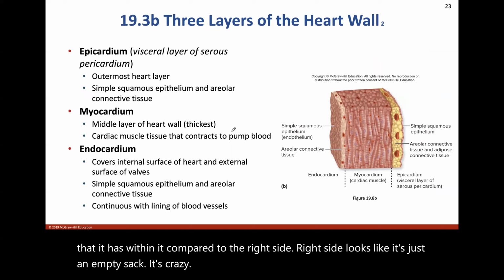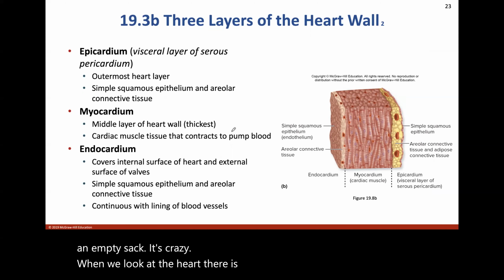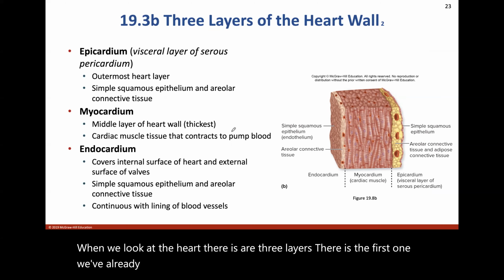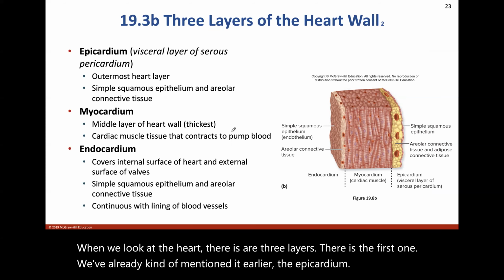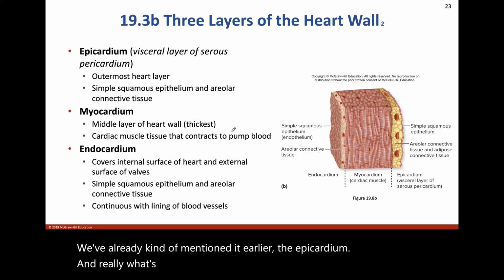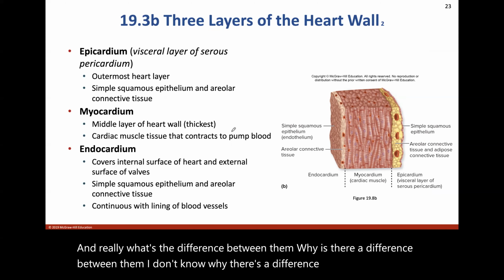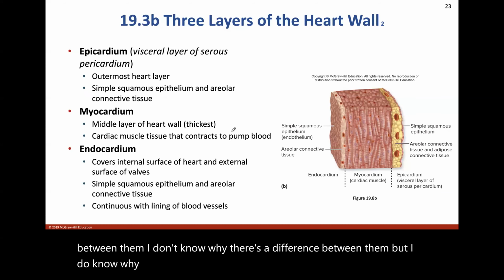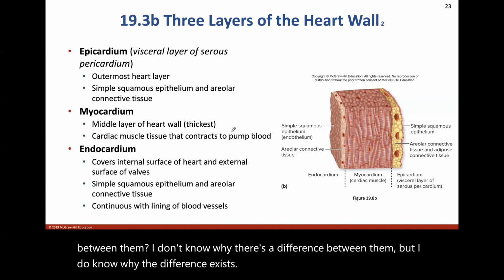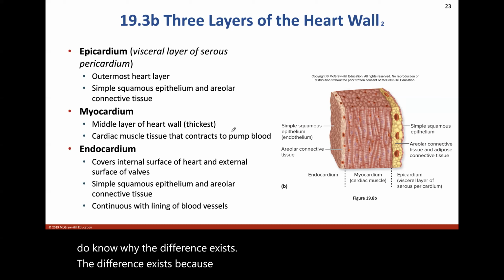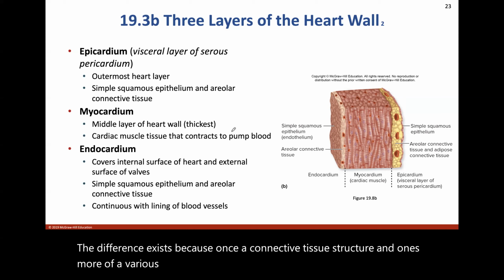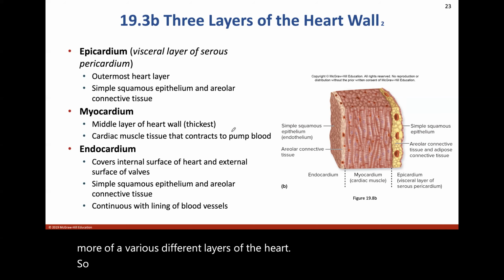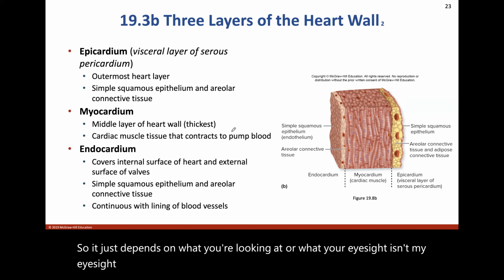When we look at the heart, there are our three layers. There's the first one, which we've already kind of mentioned earlier, the epicardium. And really, what's the difference between them? Why is there a difference between them? I don't know why there's a difference between them, but I do know why the difference exists. The difference exists because one's a connective tissue structure and the other is one of the various different layers of the heart. So it just depends on what you're looking at, or what your point of view is.